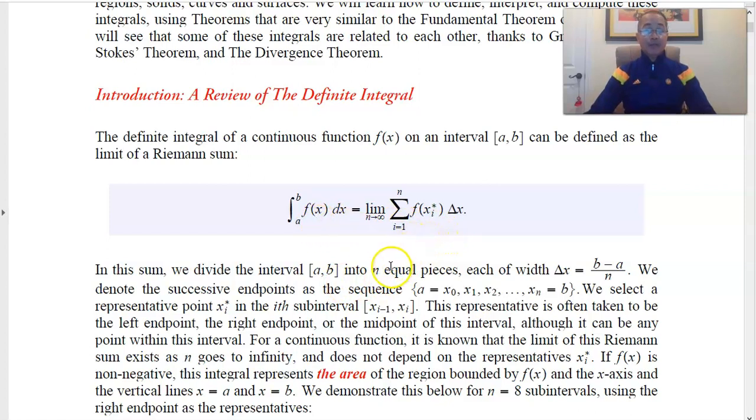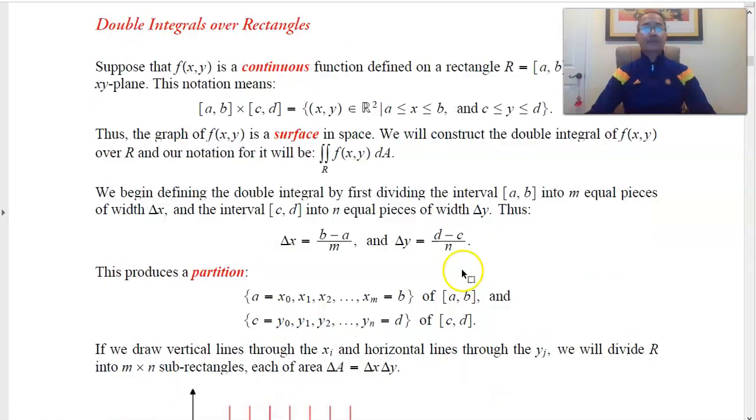We have a similar definition for a double integral, where we have a double limit of a double sum, and we have not just delta x, but also delta y. And our function is in two variables, x and y. So let's go over to that definition and we'll review it. All right, so here we are. We also have a delta y, and if our domain is from c to d, then our delta y is d minus c over n. And I guess we use the letter m now for our delta x, okay?